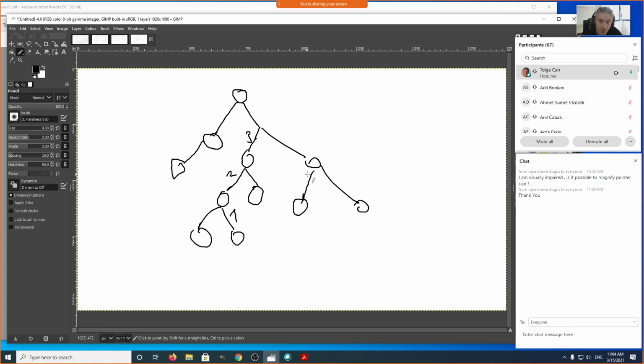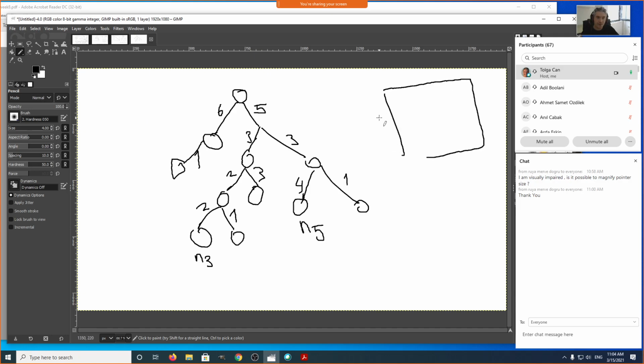For example, 1, 2, 3, 1, 2, again another 3, maybe 5, 6, 1, 4. If I have these, I'm going to also assign these edge weights in such a way that if I take any object here, if this is node number 3 and this is node number 5, in the matrix, the distance between n3 and n5, whatever is given in the input to me, should be equal to the path distance between n3 and n5.